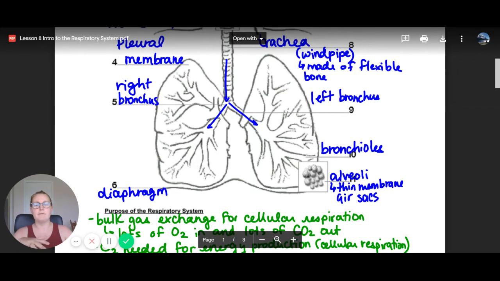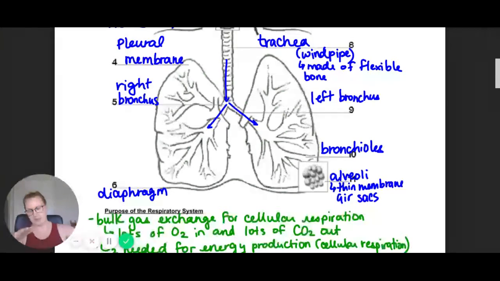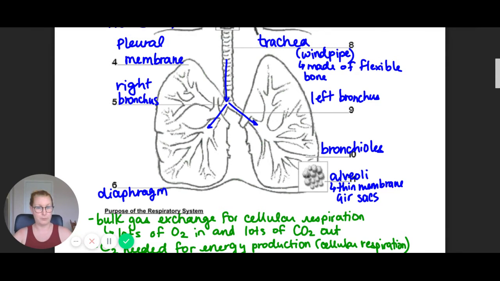And then below all of this is the diaphragm. The diaphragm is an elastic muscle that essentially separates our chest cavity from our thoracic cavity. And that separation is actually extremely important because, as we'll talk about, the diaphragm is responsible for helping us breathe.